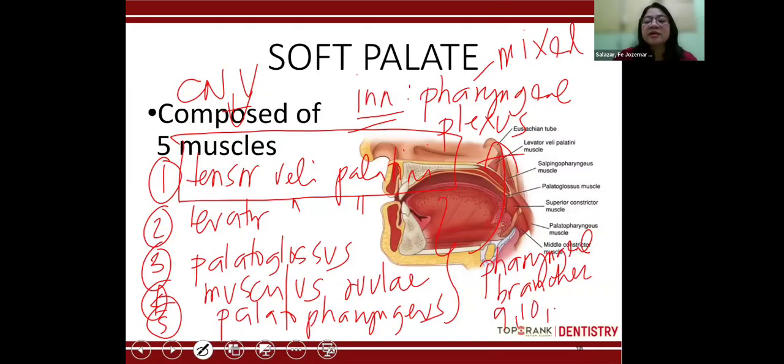So cranial nerve number 9 has a pharyngeal branch. Cranial nerve number 10 has a pharyngeal branch too. And 11 has a pharyngeal branch too. These 3 will unite to form the pharyngeal plexus. Now, why is it mixed? Because some of the pharyngeal branches are motor and one is sensory.